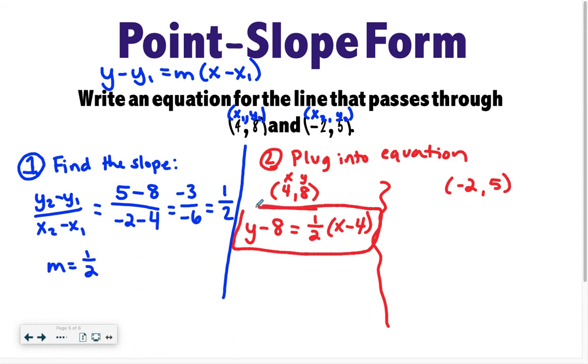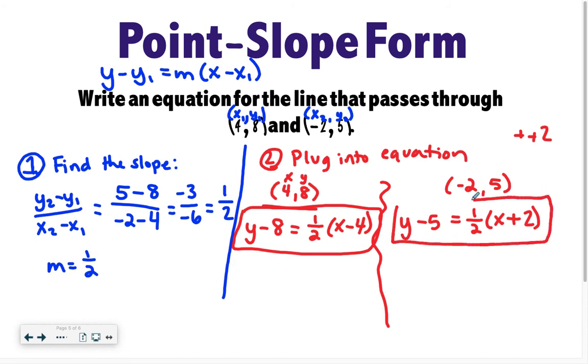Another correct answer would be to use this point. So you could say y minus my y value, which is 5, equals my slope, 1/2, times x minus a negative 2. And anytime you have minus a negative number, remember that becomes plus. So I'm going to put x plus 2 in there. And that is the final answer for that one. So both of these, while they look different, are correct, and if you graph them, would give you the same exact line. Okay? So when you're given 2 points, step 1, find the slope. Step 2, plug it into the equation.